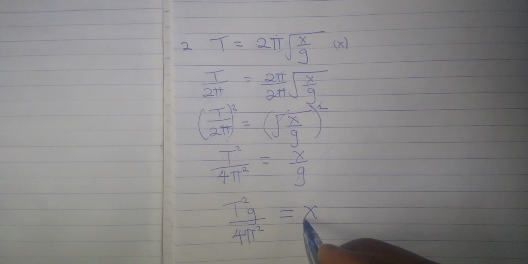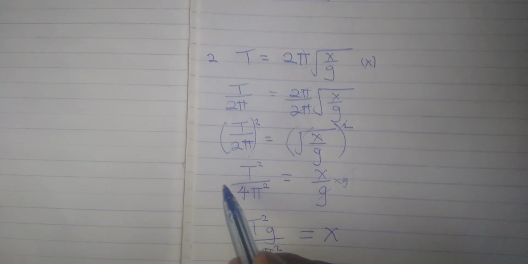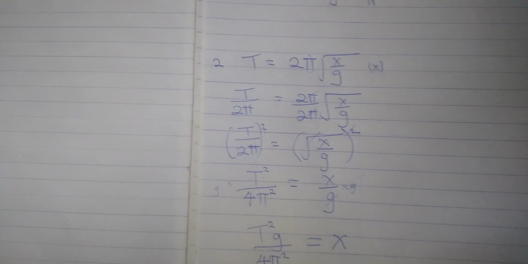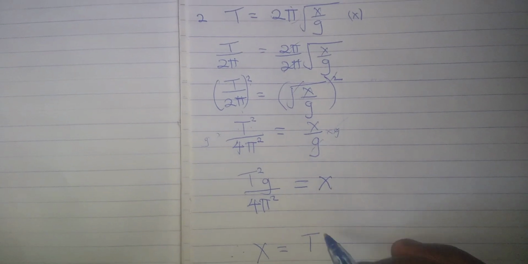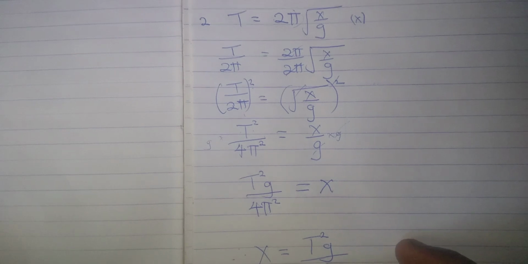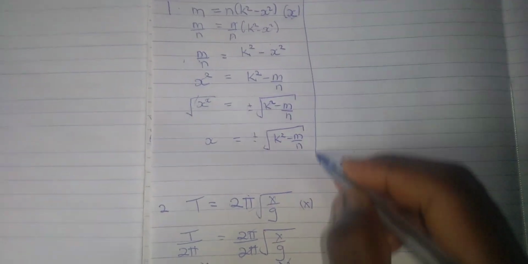We have made simply x the subject. How? I've multiplied this side by g, cancelled out. I've multiplied this one by g also to get t squared g. Therefore, our x will equal t squared g over 4 pi squared. I've made simply x the subject of the formula. We can also simply look at this example, which is not far different from what we have done.